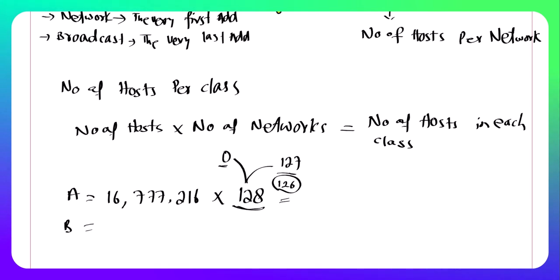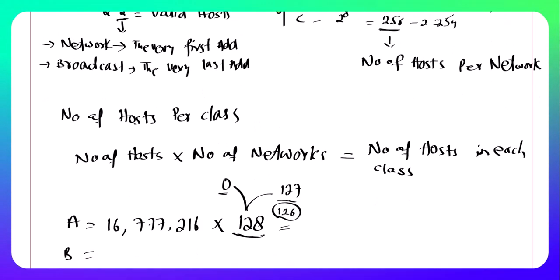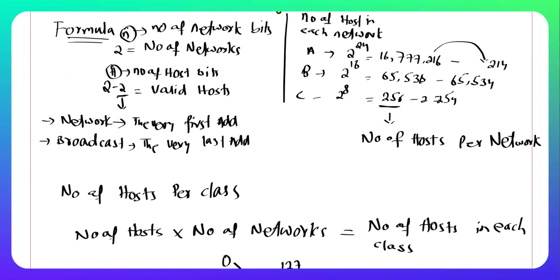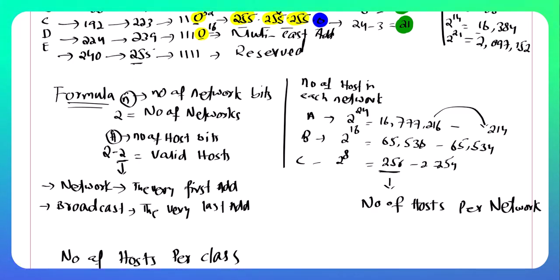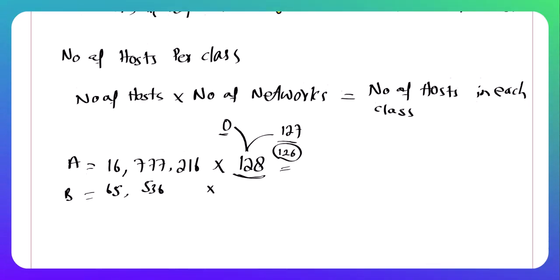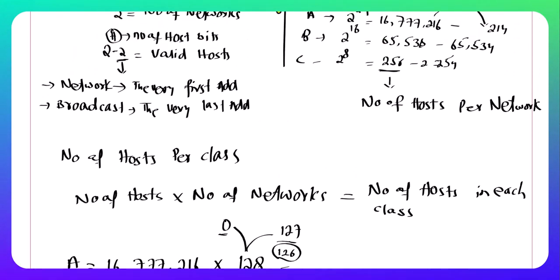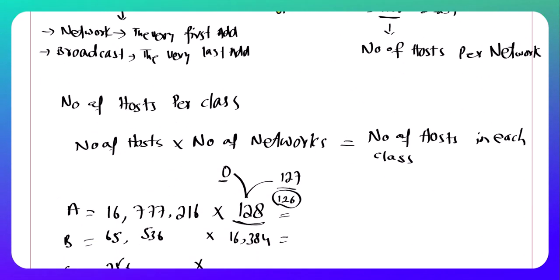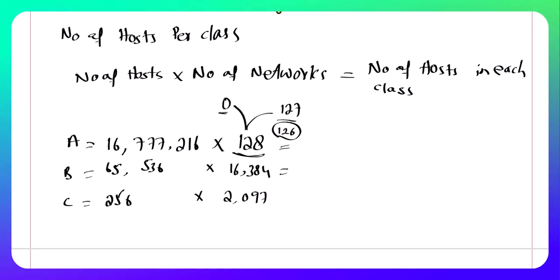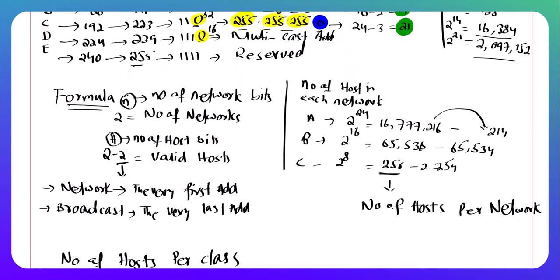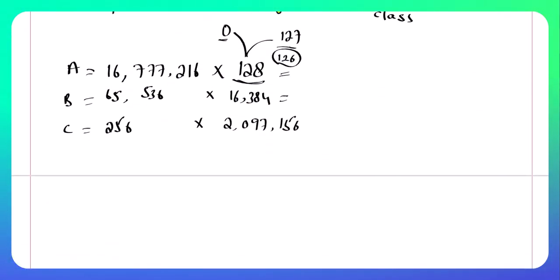For class B, what was the amount of hosts? It was 65,536 multiplied by the number of networks. Where is the number of networks? 16,384. In class C, 256 multiplied by the number of networks, which is huge here, 2,097,152. Let me make sure. Yes, it's 152. So equal to what? The number of hosts in each class.